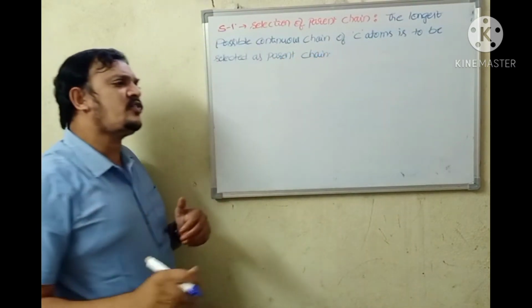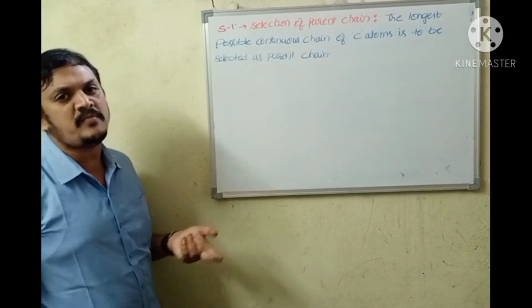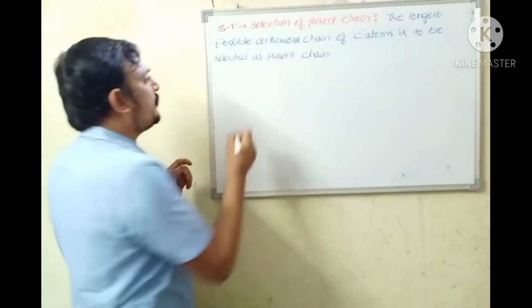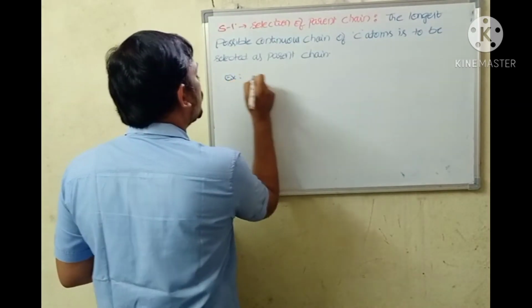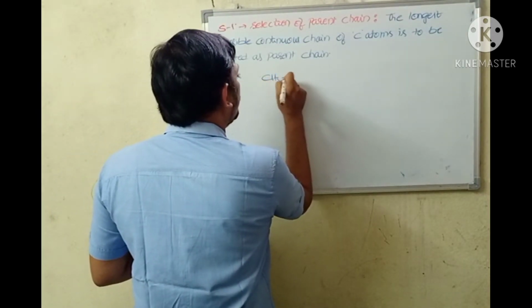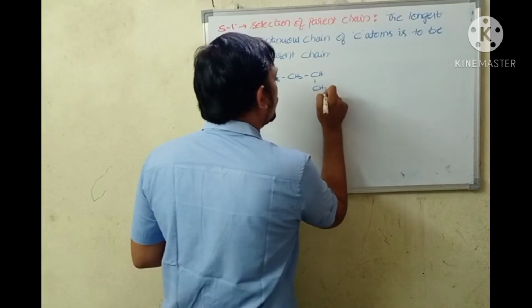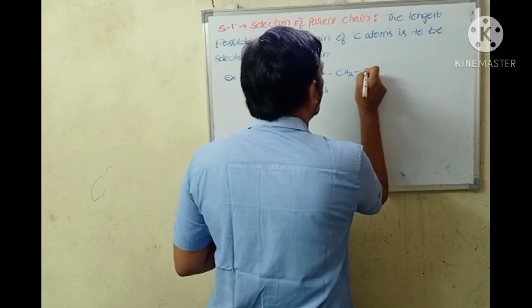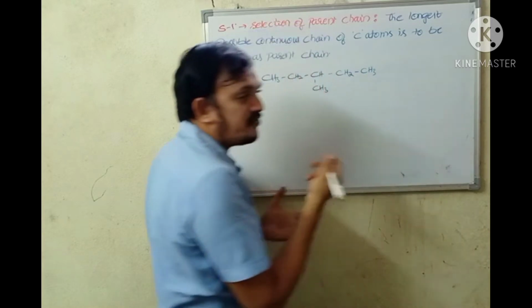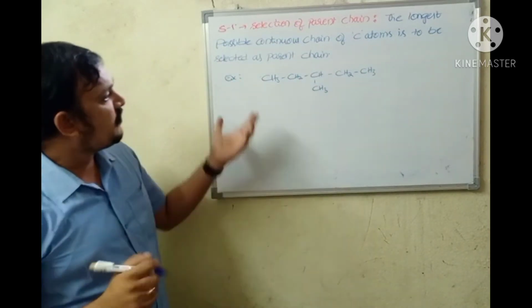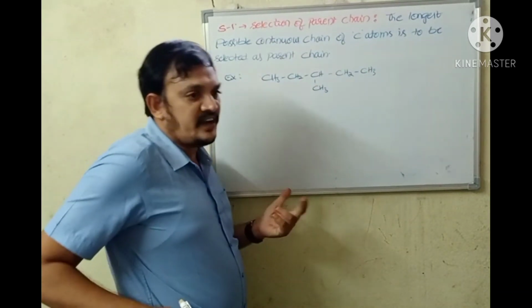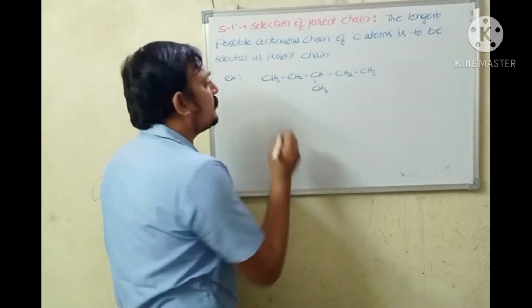Longest possible continuous chain means the chain that contains more number of carbon atoms. For example, if I consider a compound like this, CH3, CH2, CH3, CH2, CH3. If a compound is given like that, the first step is you should select the parent chain that is containing more number of carbon atoms.